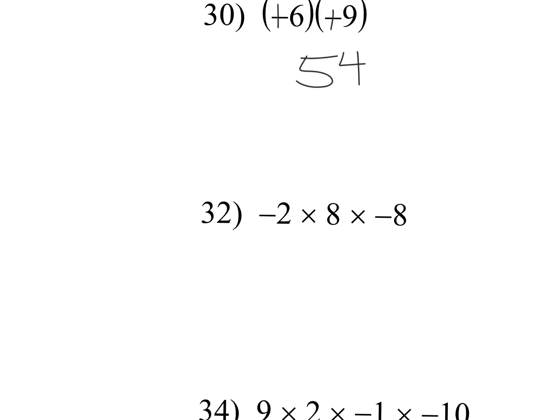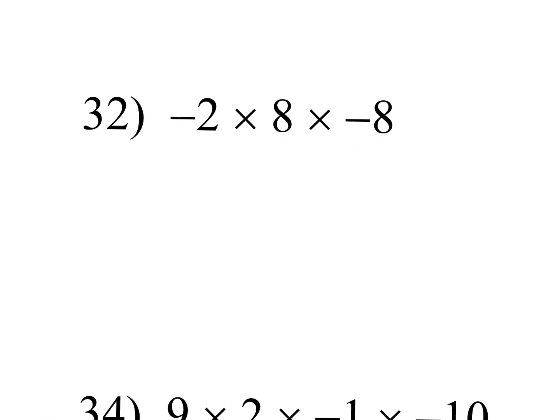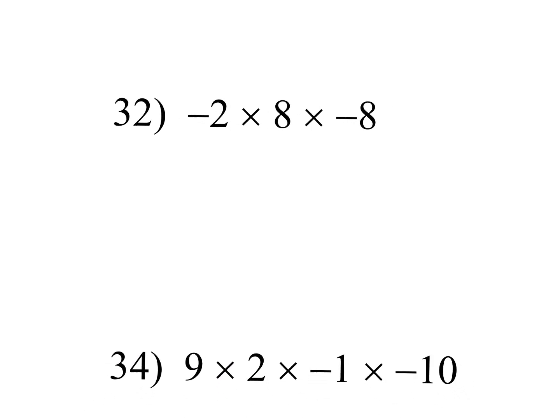All right, looking at 32, what do we do first since there's more than 2 terms? Multiply -2 with 8. We just go left to right, right? Yeah. So we have -2 times 8. First off, is that going to be negative or positive? Negative. 2 times 8 is 16, times -8. Now we have a negative times a negative. Positive, and then what's 16 times 8? 128, thank you.